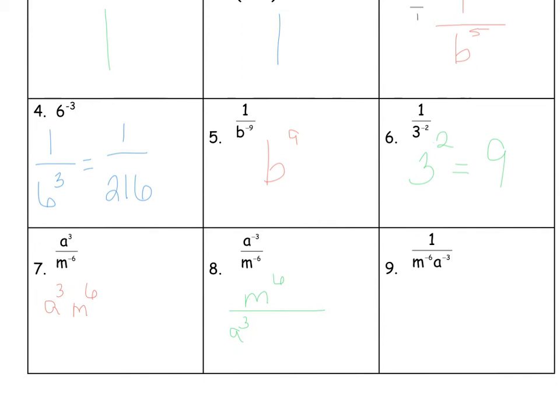And then for the last one, 1 over m to the negative 6th a to the negative 3rd. In this one, both of them are negative in the bottom. Therefore, when they come up, they become positive, so it becomes m to the 6th a to the third.